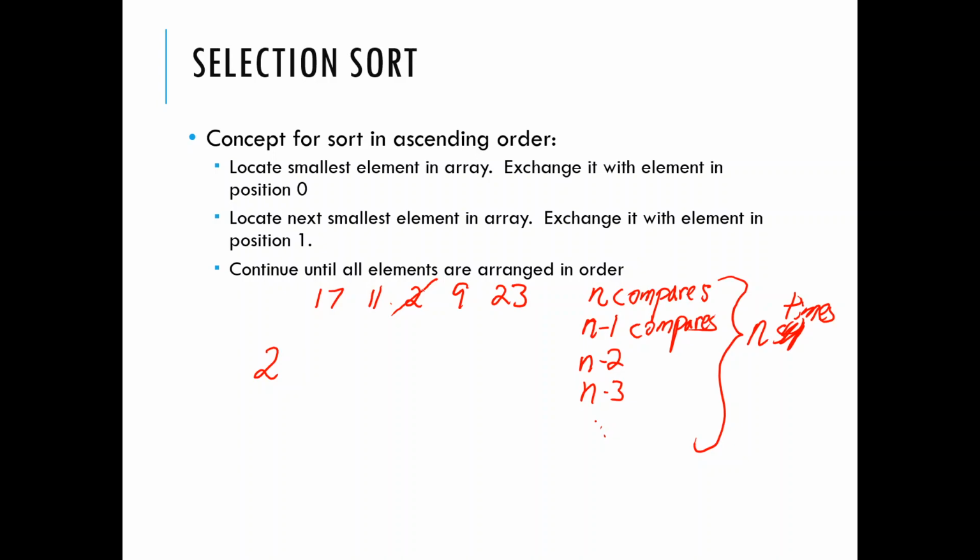So I find the smallest value, remove it. Find the next smallest value. Oh, that's this 9. Remove it. Find the next smallest value. Remove it. Find the next smallest value. Remove it. Find the next smallest value. Remove it. Done.